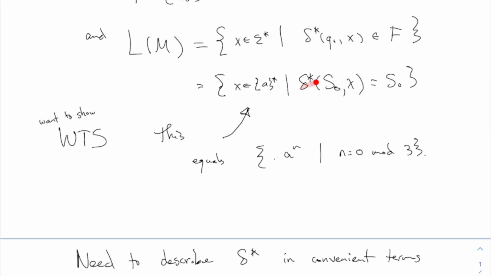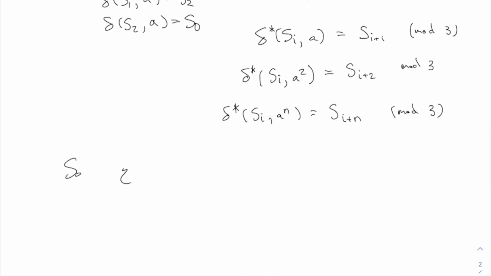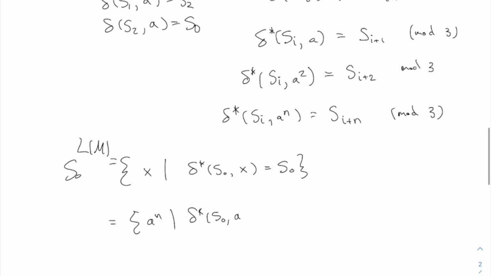Because remember I said we want to re-express this in more convenient terms. So if I start with this, let's say the set of x such that delta star of S0 and x is equal to S0. This is the language of the machine. But I can rewrite the inside of the set. Rather than saying x, I can write a to the n, because every x in this language is a to the n. Then this will say delta star of S0 and a to the n. I'm just plugging in a to the n instead of x, because the alphabet is only a's.